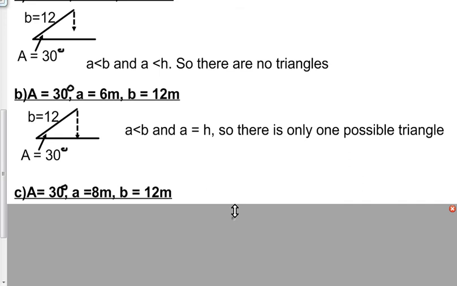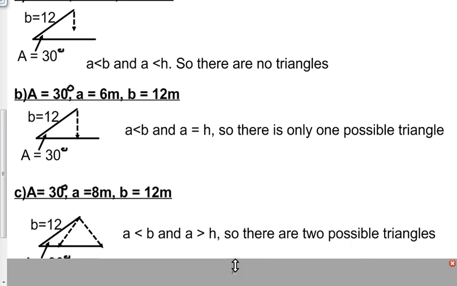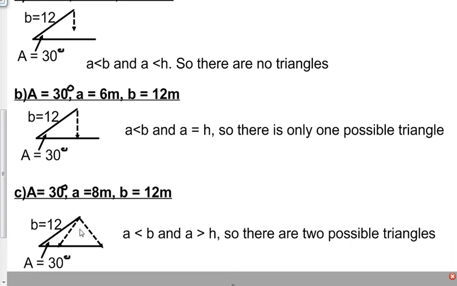Part C. My angle stays the same, it's 30 degrees. My adjacent side stays the same, it's 12 meters, but now A is 8 meters. A is actually less than B, because 8 is less than 12, and A is greater than H, 8 is greater than 6. So there are two possible triangles.